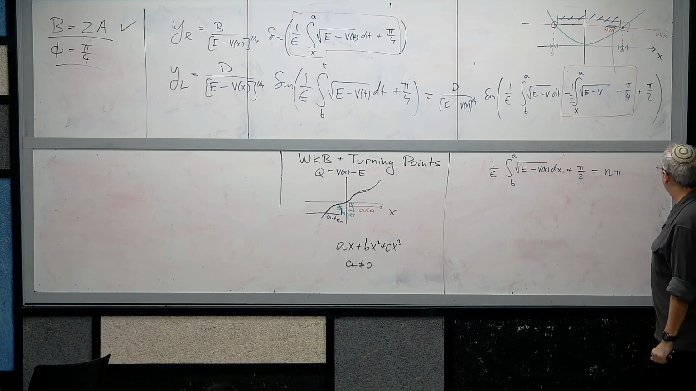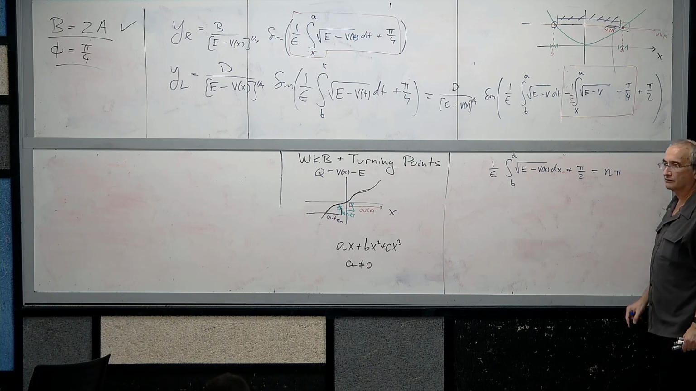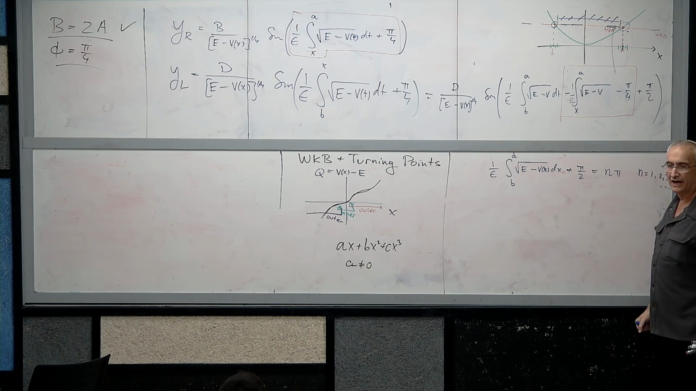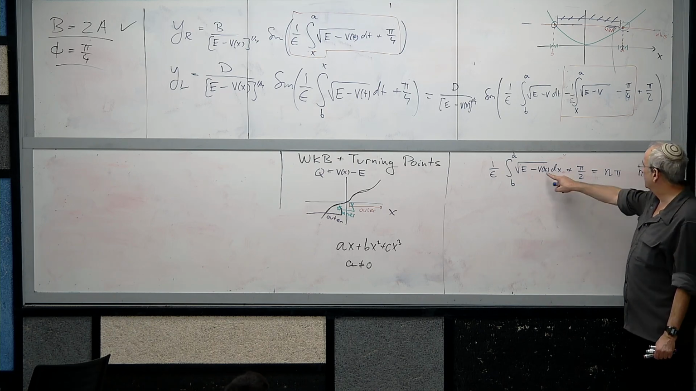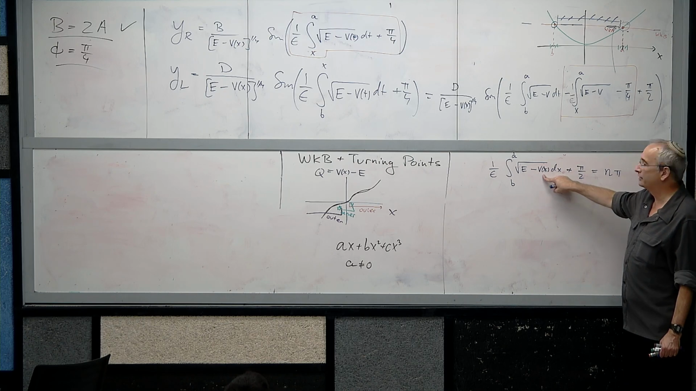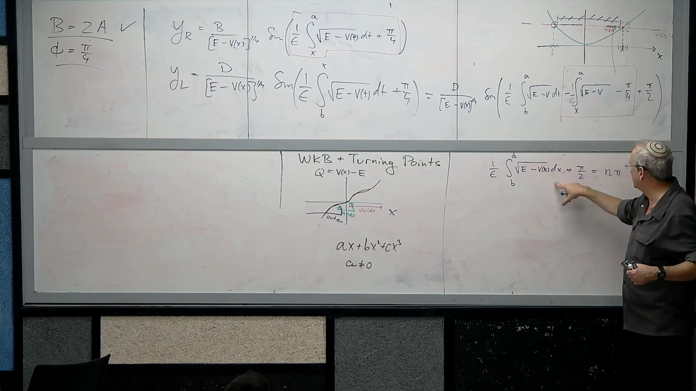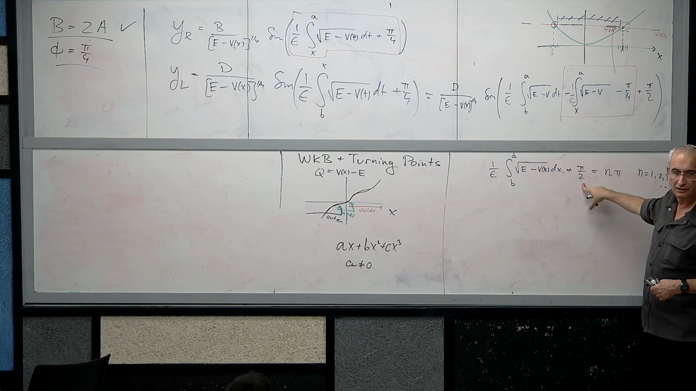Now, what are the possible values of n? N is 1, 2, 3, and so on. N equals 0 is prohibited. Why? Because this integral is over e minus v, which is positive between b and a. So this is a positive quantity, and this is a positive quantity. I cannot have 0. I can have only 1, 2, 3, 4.